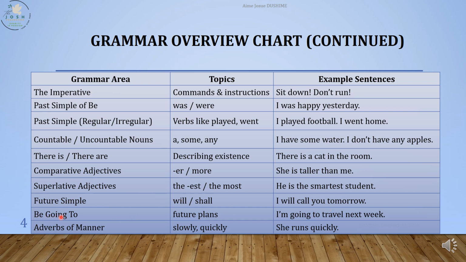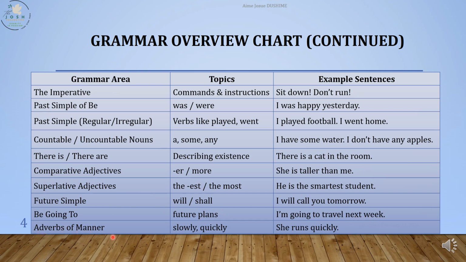We use be going to for future plans. When we say future plans, those are things we planned before, decisions made before. They are not surprised. We made them before and then we're just waiting for the implementation. And we use it for prediction, but when we have evidence, that's when we use be going to. I'm going to travel next week.